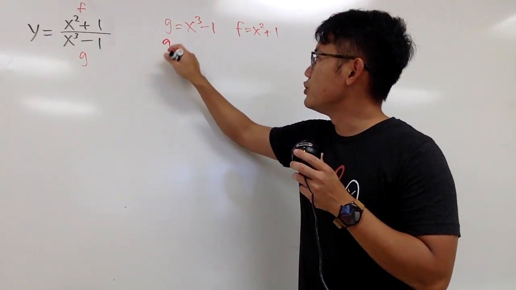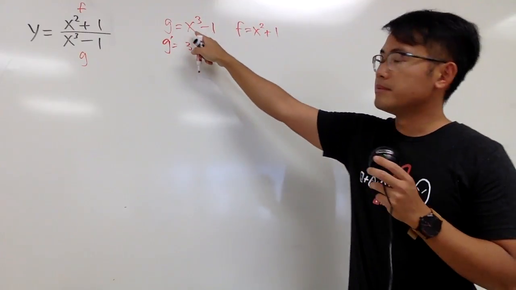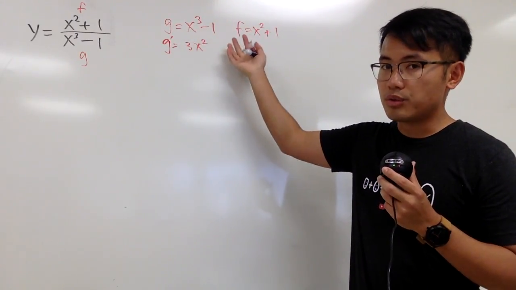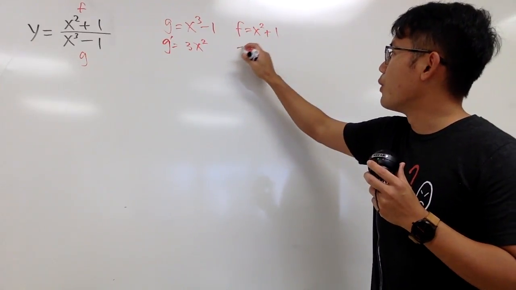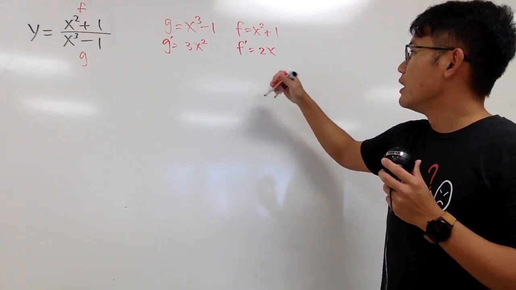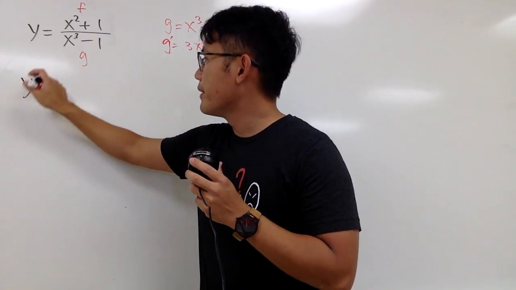Right here, this is g prime, and we are going to get 3x squared because the derivative of x to the third power is this, and the derivative of negative 1 is just 0. So that's what we have. And then for f prime, this is just going to give us 2x. And now we have the ingredients, and we just have to put this together.